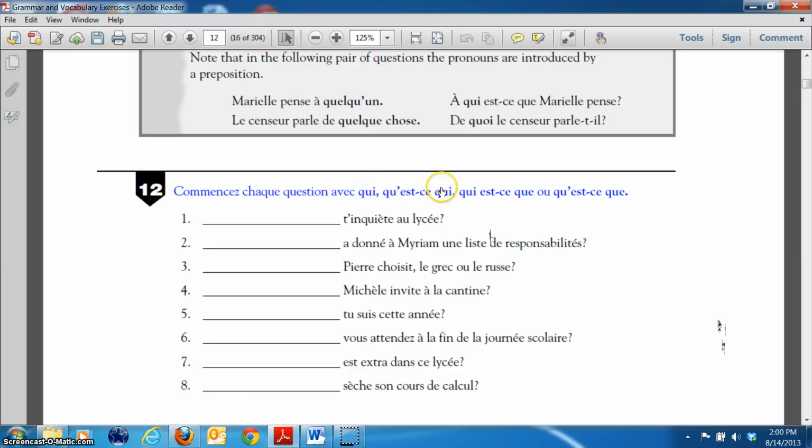Okay, so now you're on your own. You need to try to do these and see if you can come up with the correct answers for class.